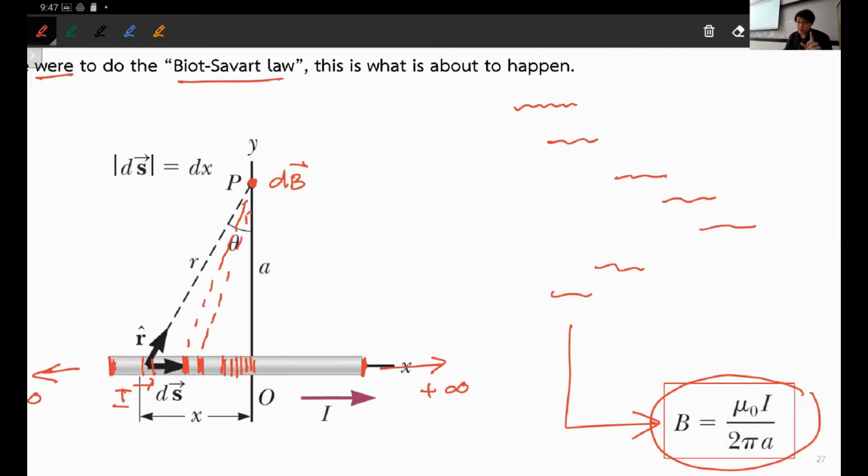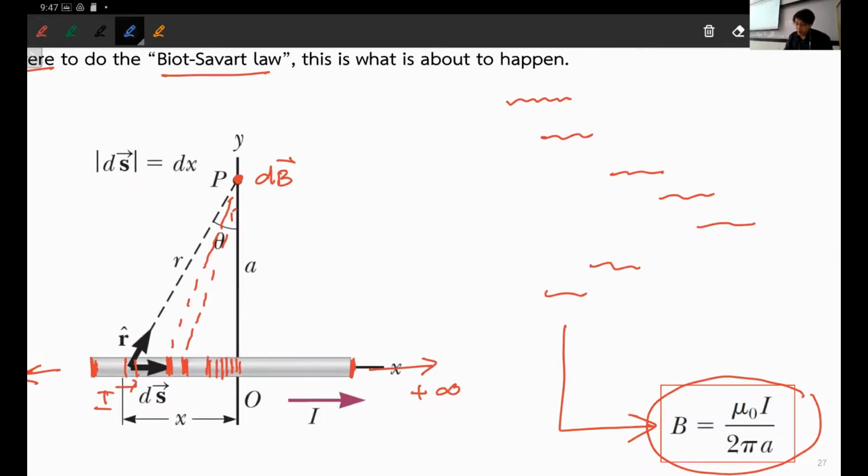The result is just saying that the magnitude of the magnetic field depends on two things. First, what is the strength of the current? How strong your current is flowing, which makes sense. The stronger the I, the stronger the field. That makes perfect sense. And the second one is how far away you are from that wire, which also makes sense. If you are far away from the wire, you should have a very small magnetic field strength, right?